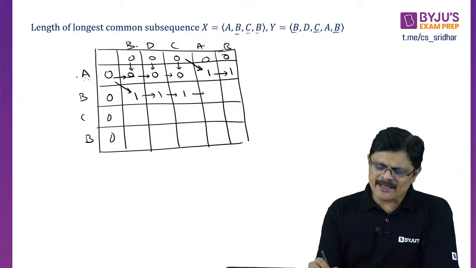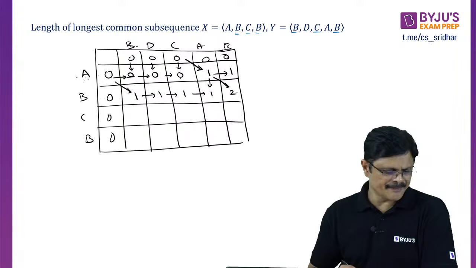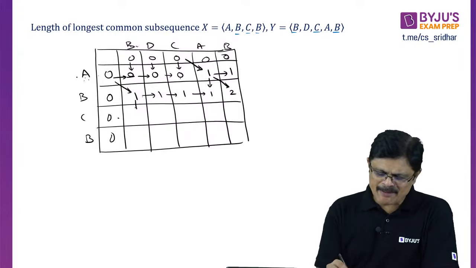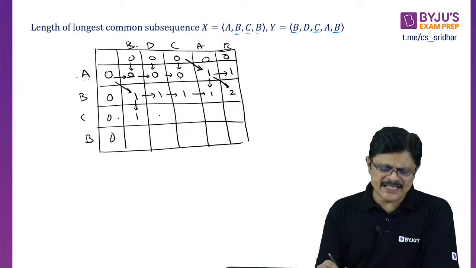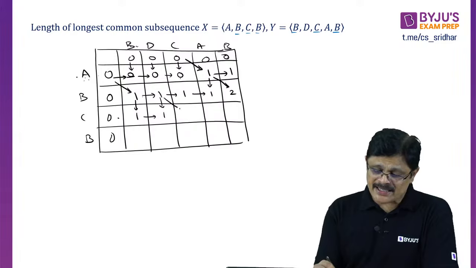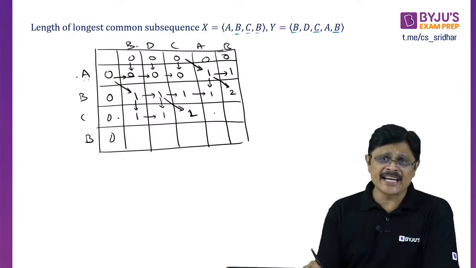BA is not matching, both are ones only, any one you can take it, my dear friend. BB matching, when it is matching, take the diagonal fellow, add 1 to it. Next, CB not matching, maximum is this, write down this. CD not matching, both are same, so any one you can write here. CC matching, the diagonal value plus 1, which is 2 is the answer here.